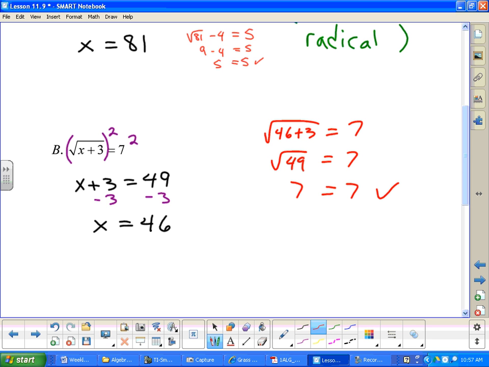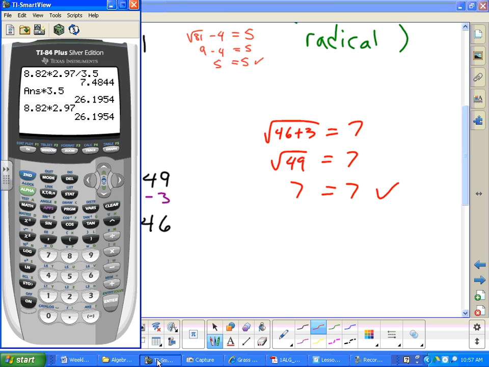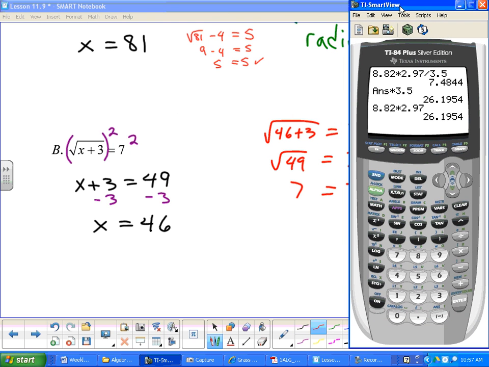You could even take your calculator, square root 46 plus 3, hit enter, yep, equals 7. Good, I used my calculator to check it. All right, but I did check to make sure it was correct.